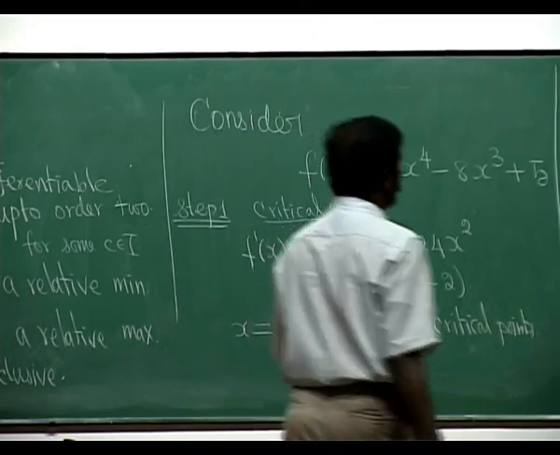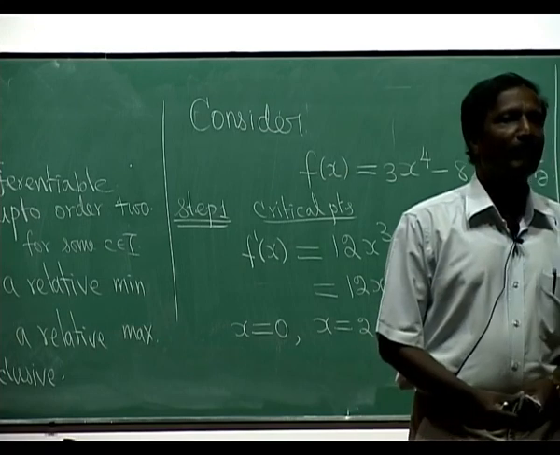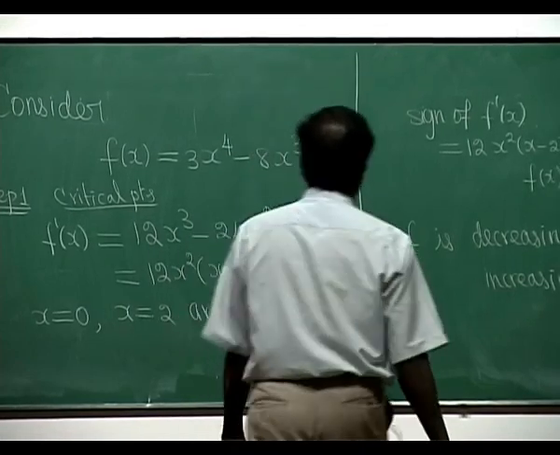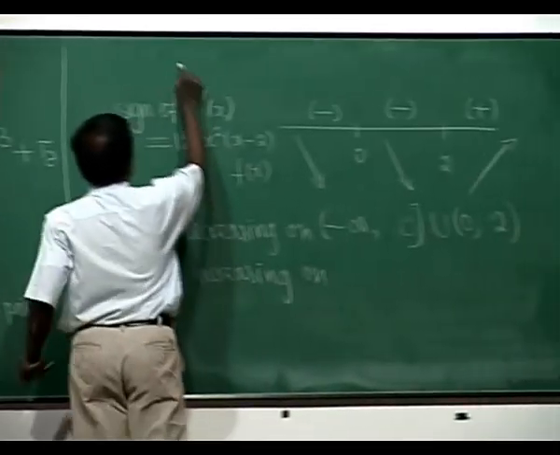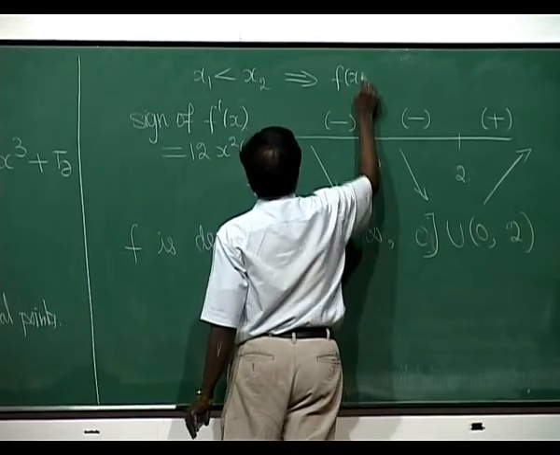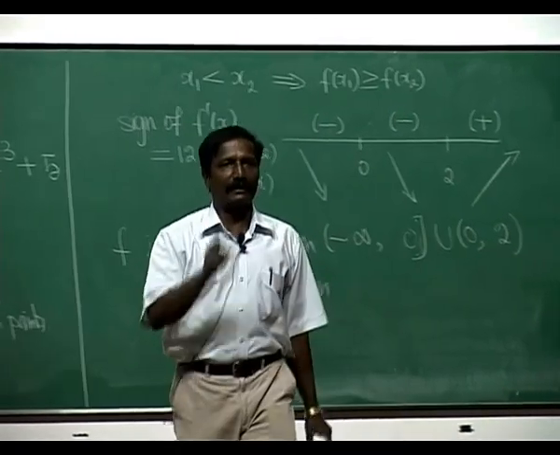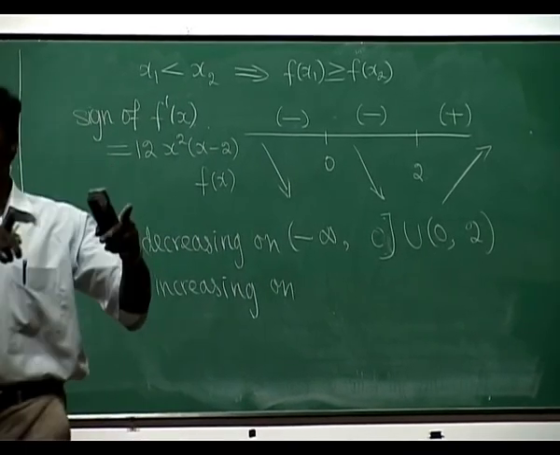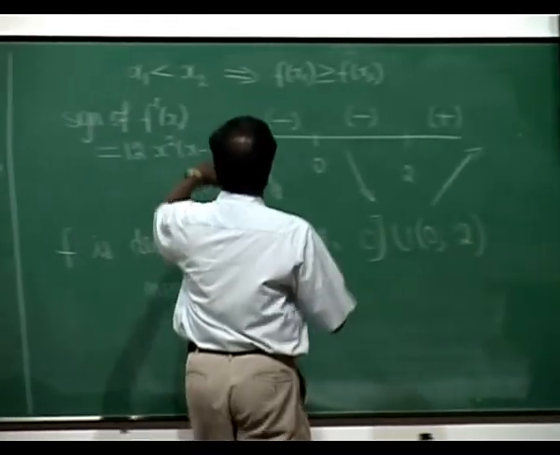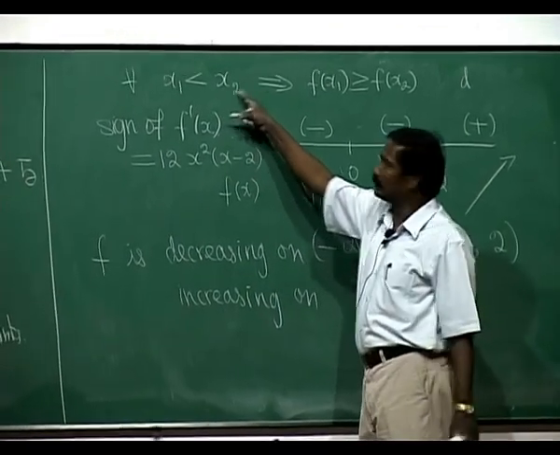People wanted to know whether you have to use f' strictly greater than 0 for strictly increasing. That is a serious doubt everybody has. Here I am using decreasing in the sense that x1 less than x2 implies f(x1) greater than or equal to f(x2). If you are talking about strictly increasing, you have to go with the textbook you are using and follow that notation. This is what I am calling decreasing.